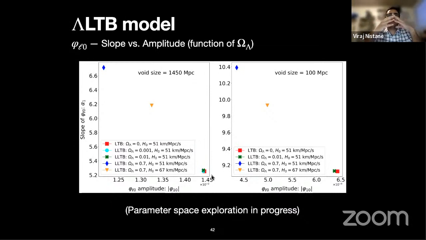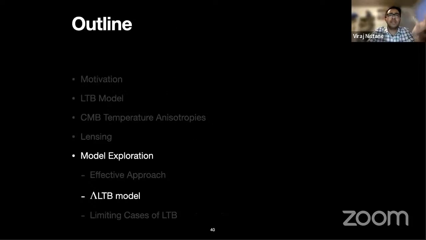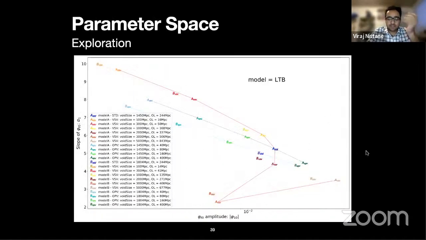So we do want to extend our LTB calculations to the lambda LTB model. But since it is numerically much more difficult to calculate than LTB, we are hoping that this difference would allow us to continue our parameter exploration with the simple LTB model, and then simply extend the results to the lambda LTB model. So as I said, this is a work in progress, and the parameter space exploration is in progress as well. So we also hope to get a similar plot to this one. This is for the LTB model.